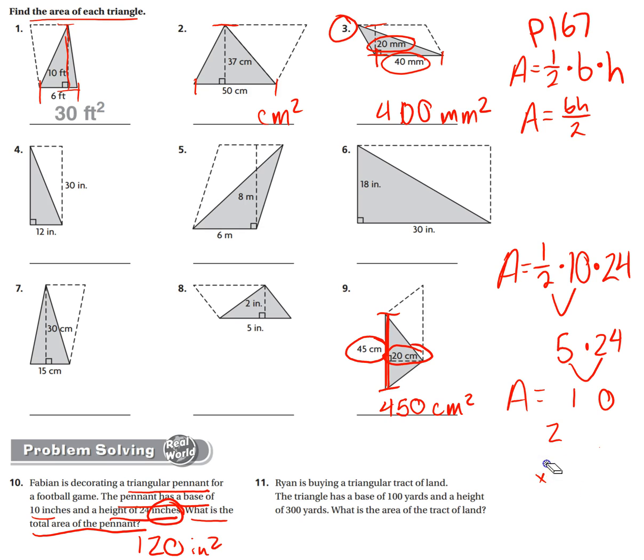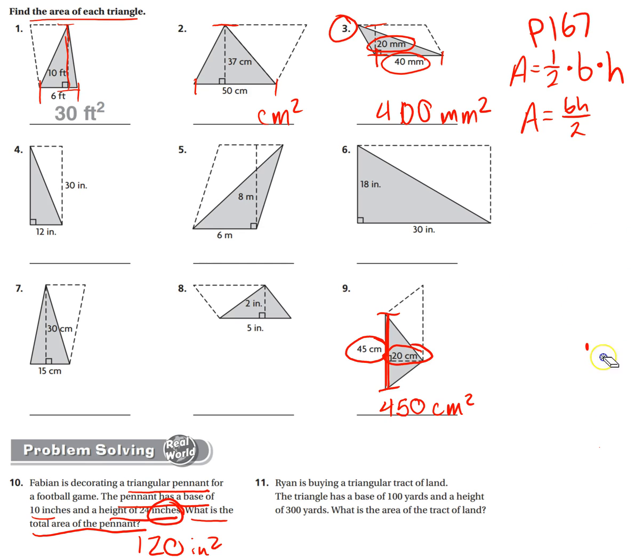Okay, I'm going to erase my work. You never need to, just get more scratch paper. Okay, no big deal. Ryan is buying a triangular tract of land. The triangle has a base of 100 and a height of 300. What is the area?